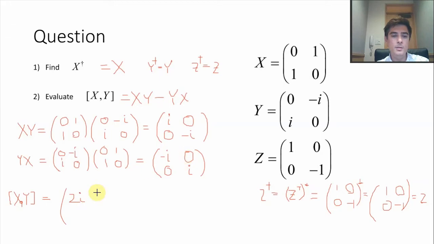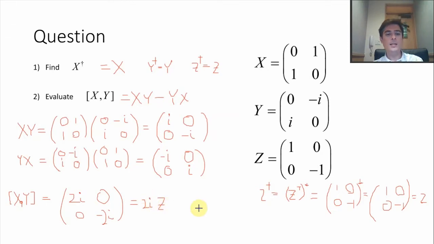So i minus minus i is 2i. 0 minus 0 is 0. 0 minus 0 is 0. Minus i minus i is minus 2i. And in principle, that's the answer. But actually, there's a neat way of writing this, which is, if you notice that this thing is just a multiple of z, we can equally write this as 2iz.